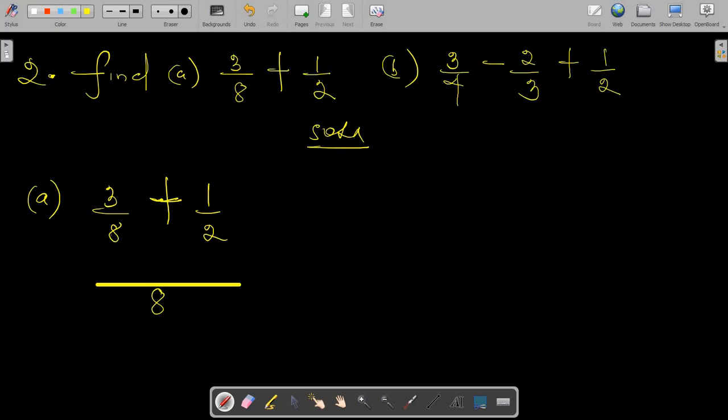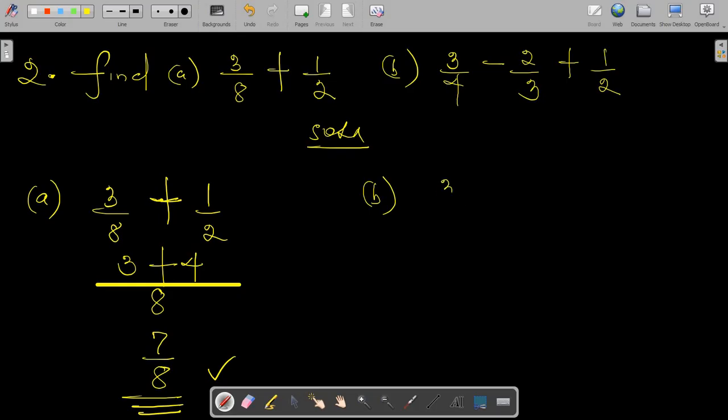So 8 goes in 8, we have 1. 1 times 3, we have 3. Plus 8 goes in 2, we have 4. 4 times 1, we have 4. So 3 plus 4, we have 7, then all over 8. And that is the solution to that question. Now let's take the second one again into consideration.